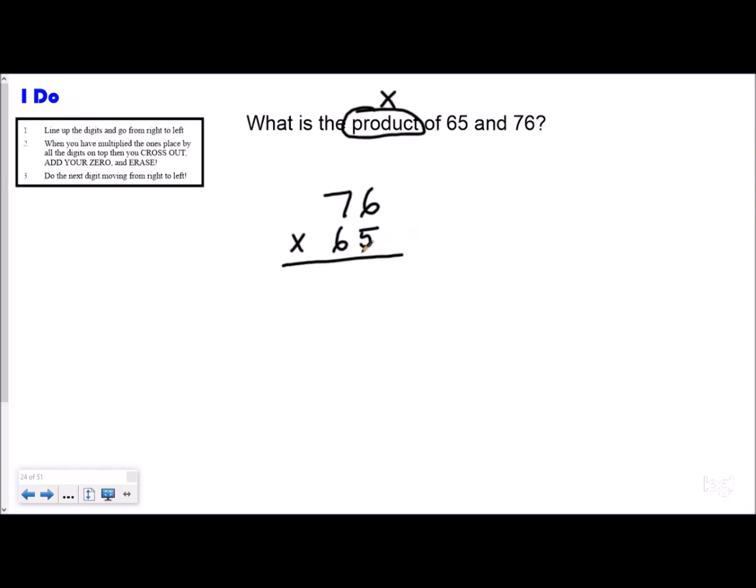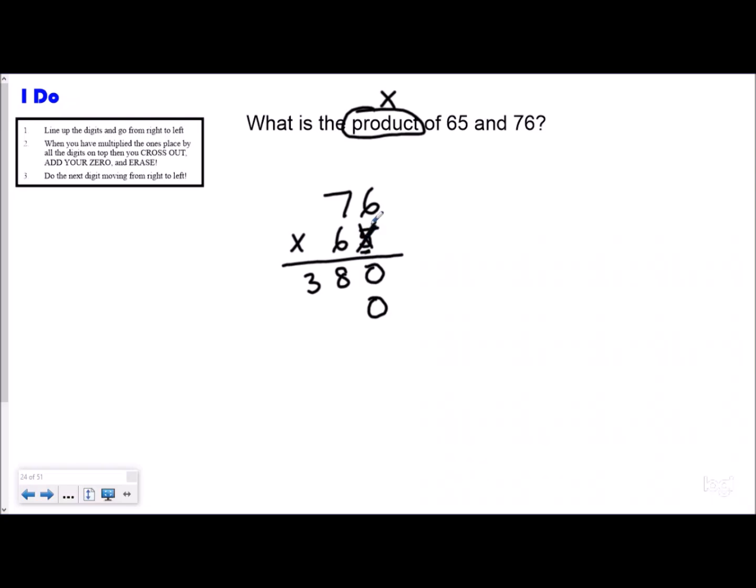And we want to start with our ones place and multiply by each digit in the top number, or top factor, going from right to left. So 5 times 6 is 30. We want to regroup our 3 and circle it. 5 times 7 is 35, plus 3 is 38. I have now multiplied all the digits up top by the digits in my ones place. So I'm going to cross it out, add my 0, and erase any number I put up here. I'm done with the 5 in my ones place.